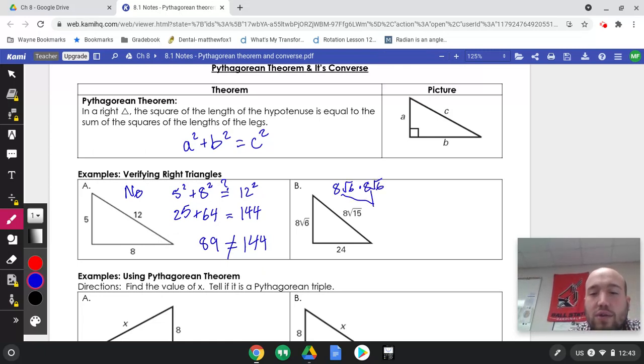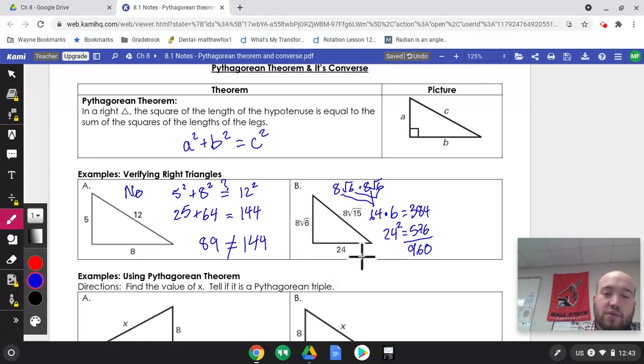Now, to do this, we do 8 times 8, which is 64, times, remember, square root of 6 times square root of 6 is going to give us 6. Now, 64 times 6, that gives us 384. Okay, now we're going to add that with 24 squared, which gives us 576. If we add those two together, we would get 960. So that's for the a squared and b squared.